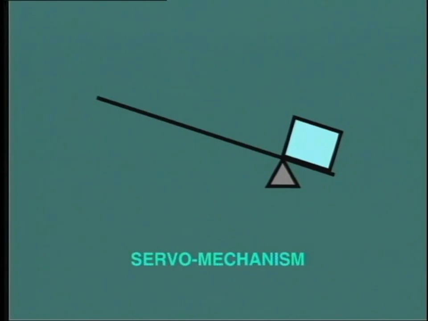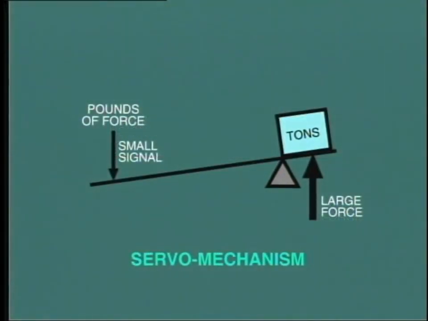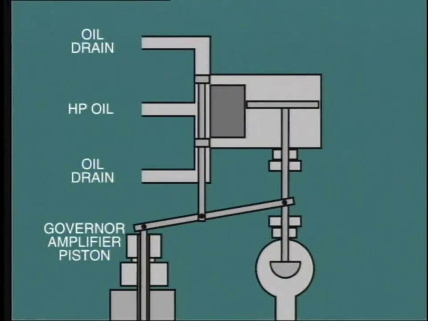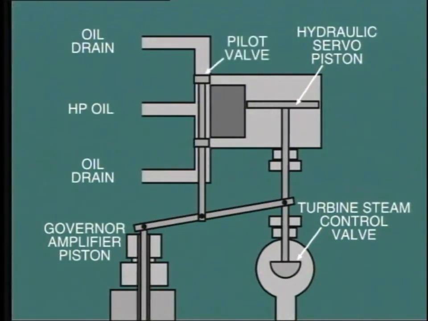Hydraulic oil is employed to provide a relatively large force in response to a small signal from the control system. For example, the servo mechanism that we just mentioned is really a power amplifier that responds to a small movement and force of, say, a few pounds from the governor system, and turns this into a force of several tons to operate the turbine valves against the high-pressure steam. In this simplified example shown here, the turbine steam control valve is adjusted by the position of the hydraulic servo piston. This large system is controlled by the small pilot valve here.